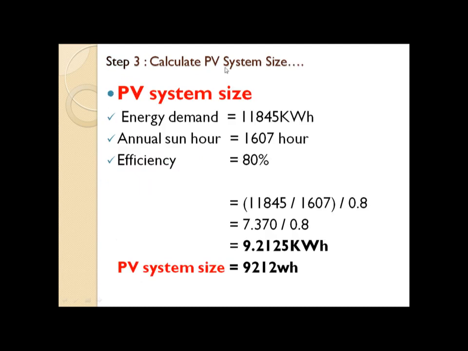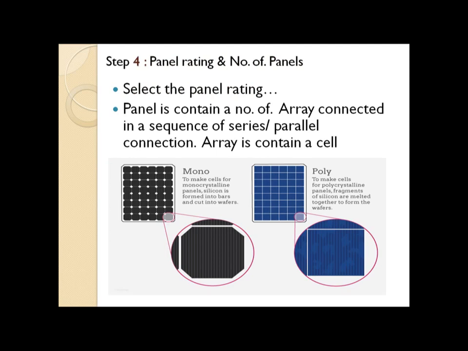Now we calculate the PV system size, which is equal to annual energy demand divided by total sun hour. You take one value, that value is 7.370 kilowatt hour. You divide it by the efficiency of 80%, 0.8. You get 9.2125 kilowatt hour, or 9212 watt hour. That is, the system capacity is 9.212 kilowatt hour. From this table we select the panel and the number of panels.